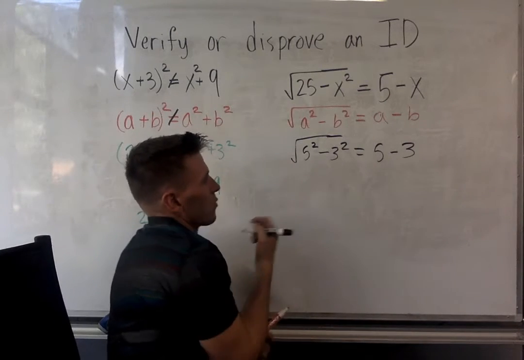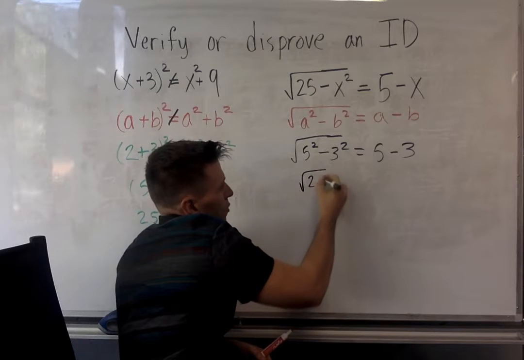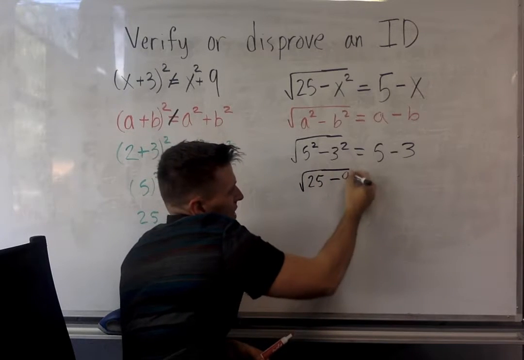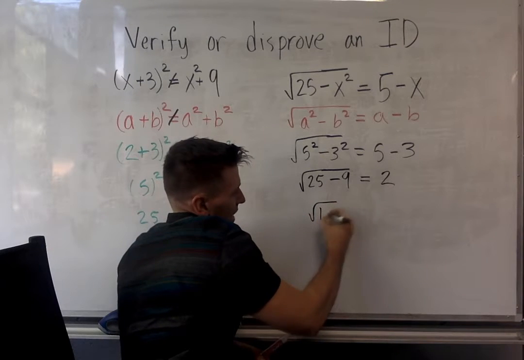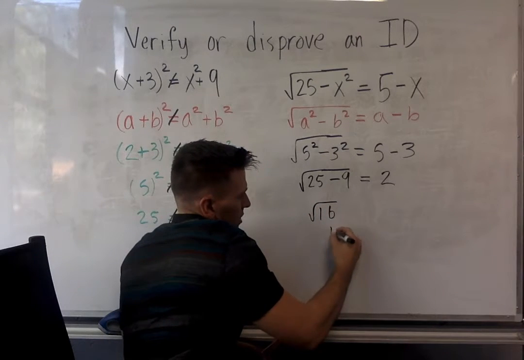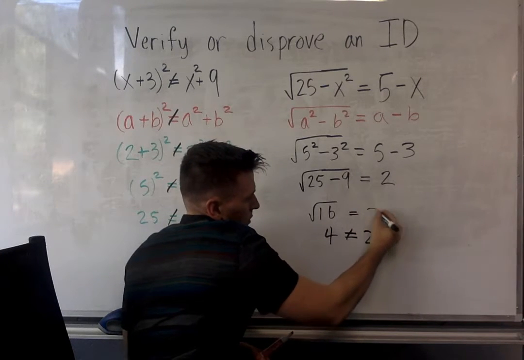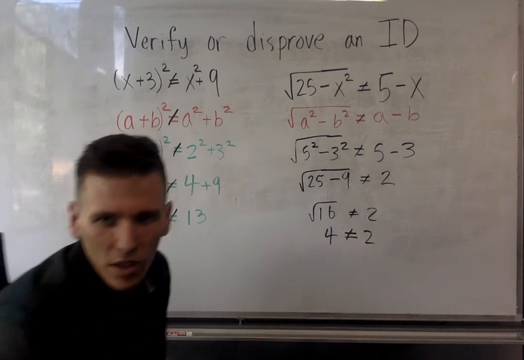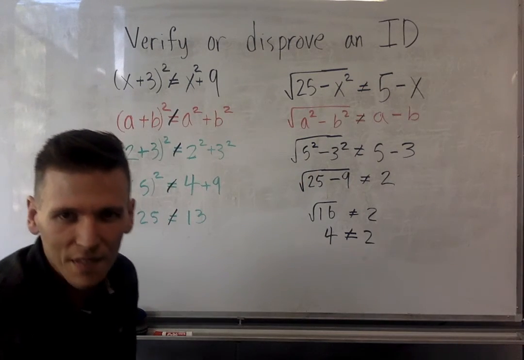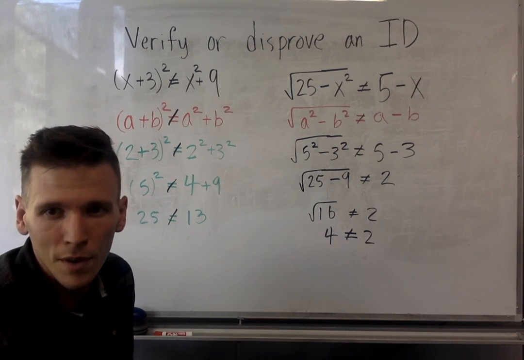The idea is I can take the square root of this difference, and it should come out the same. This becomes the square root of 25 minus 9, and this becomes 5 minus 3, which is 2. 25 minus 9 is 16, whose square root is 4, and that definitely does not equal 2. So once again, we've disproven this identity. Tune into the next video for how to prove an identity.